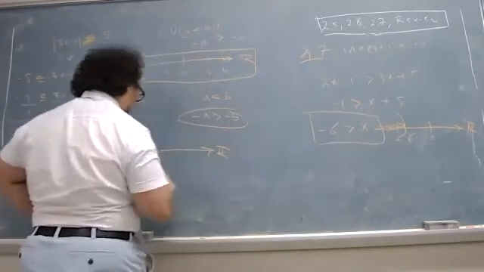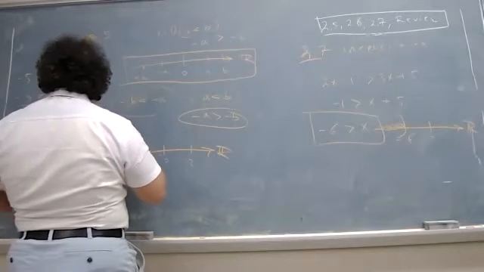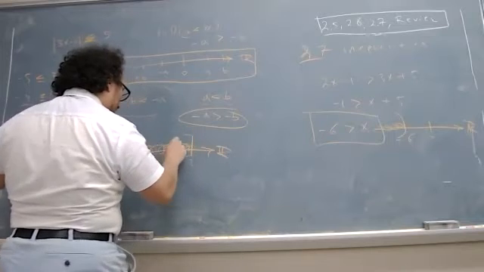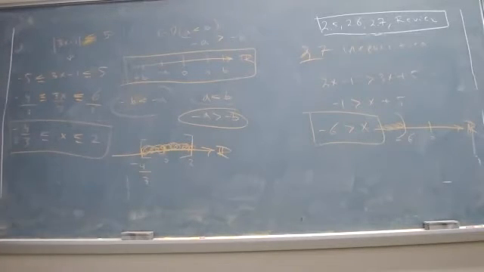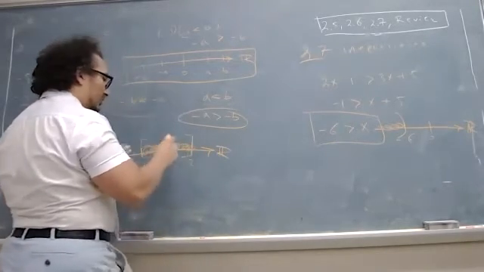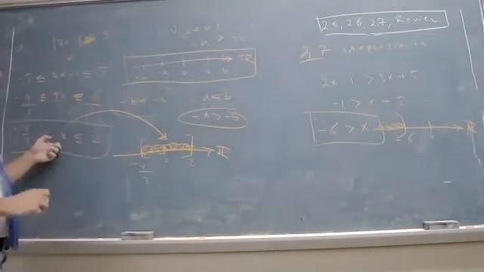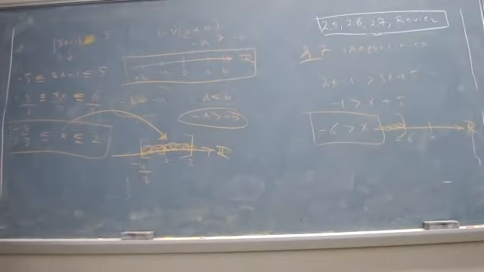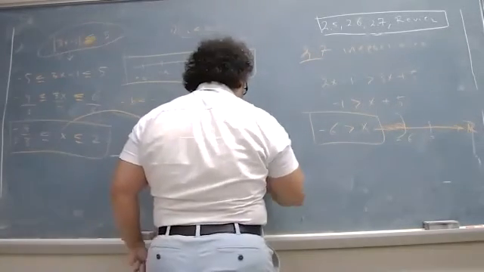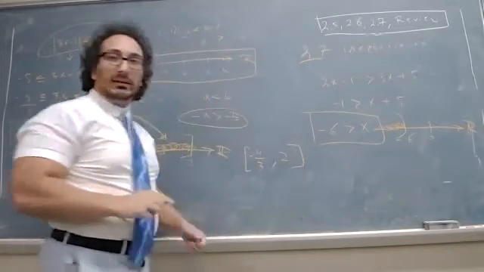Pictorially, this is what this looks like. Here's my -4/3. Here's my 2. And since it's less than or equal to, we utilize brackets. Because x lives in here, the solution interval for this inequality in interval notation would be bracket -4/3 all the way to 2, close bracket.